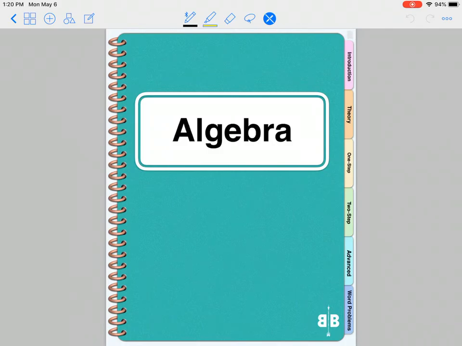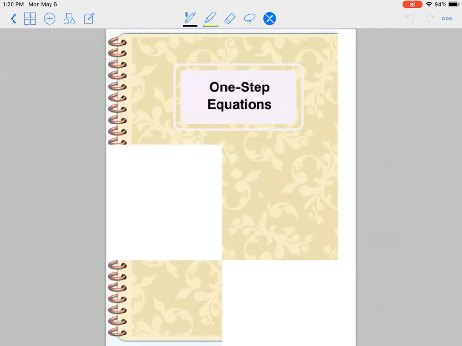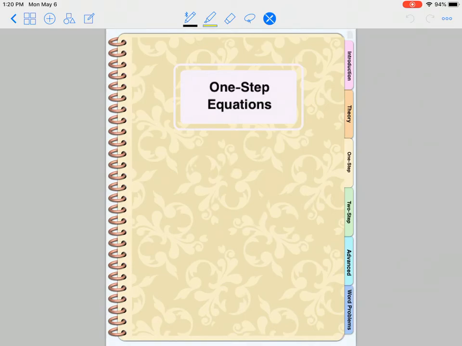So I'm going to go to my one-step section. That's the yellow section of your notebook. And if you turn the page, it's blank. And I did that on purpose because I want you to have room to write. Some people need a lot of room, others don't need a lot of room. So all that you will have here is your T-chart that you'll learn how to use.